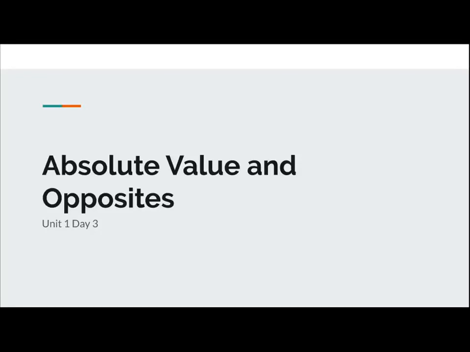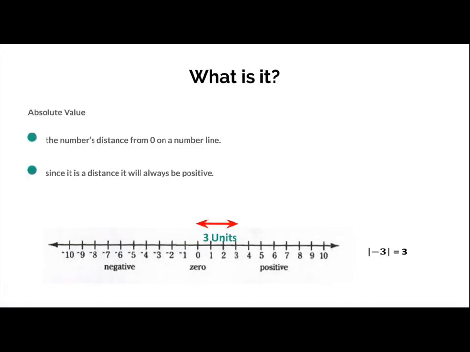Absolute values and opposites are very easy concepts. However, a lot of times kids get them confused with each other. So let's talk about what they mean. An absolute value is simply a number's distance from zero on a number line. So it's how far away from zero on a number line that a number is.